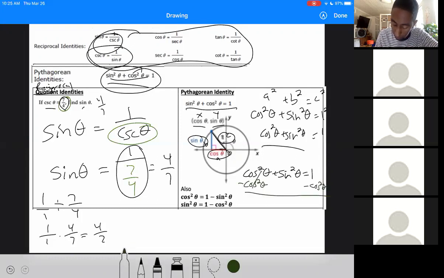You would get sine squared of theta equals 1 minus cosine squared of theta, right? So that is also true, right? That is also an identity. And we're going to use this later where we use this pattern right here.